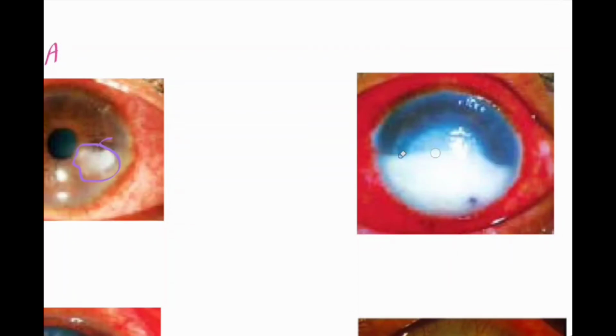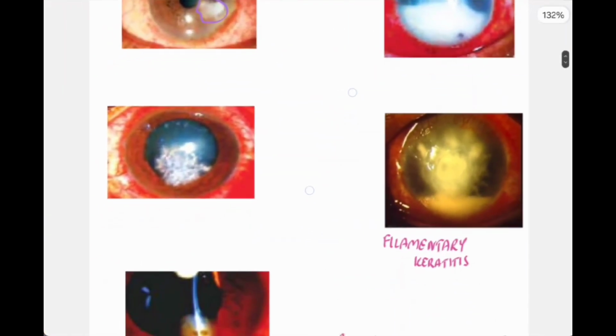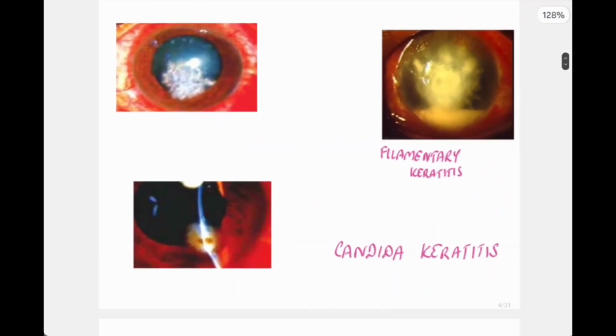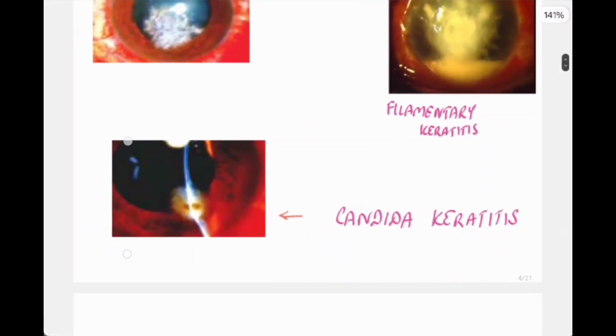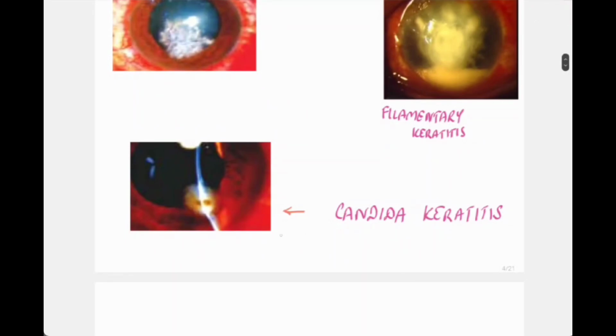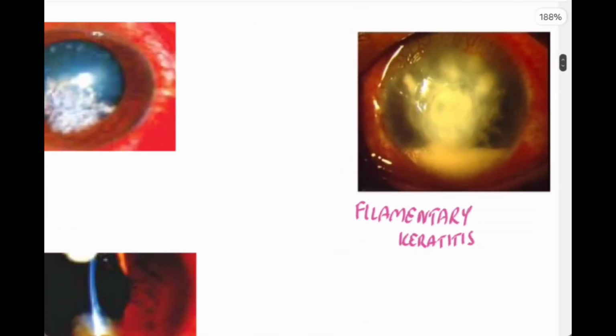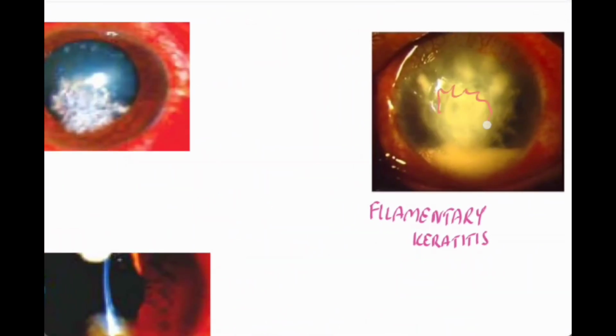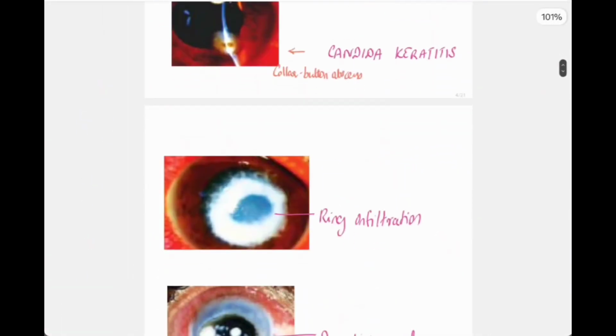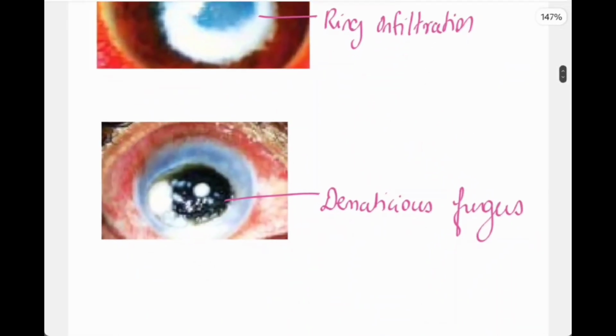Slowly progressive stromal destruction may lead to corneal perforation with its sequel. Candida keratitis is characterized by gray-white infiltrate, often as collar button abscess, similar to bacterial ulcer. In filamentary keratitis there is typical feathery appearance with finger-like projection and satellite lesions.